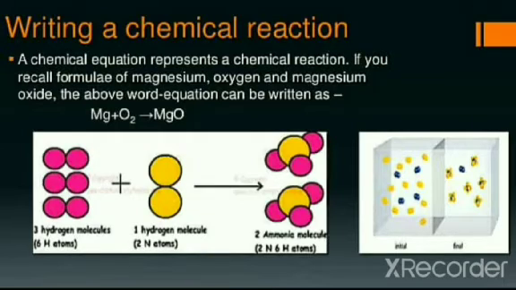But see the number of atoms of oxygen. On the reactant side, the number of atoms of oxygen is 2, O2. So it is 2 atoms of oxygen. Whereas on the product side, with MgO, we have only 1 atom of oxygen. So since the number of atoms are not the same on both sides of the equation, we call it a skeletal equation.